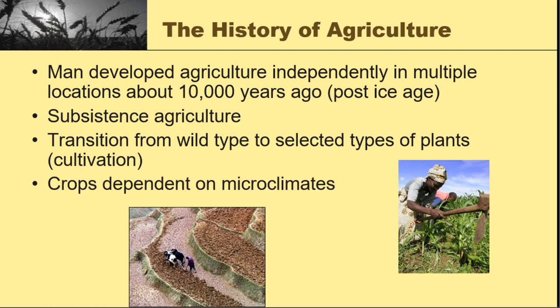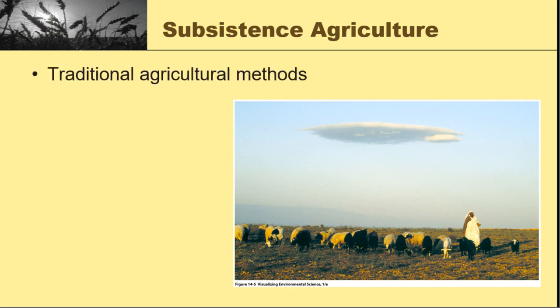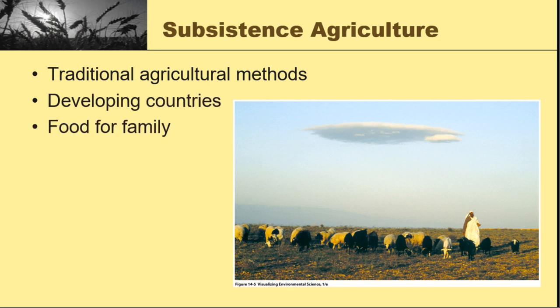Now, one of the things that's always been true historically is that crops are dependent on microclimates. And so you can really only grow what will grow in the area in which you live, right? So subsistence agriculture is the traditional agricultural methods. You still see it today in developing countries, and people are raising food for their families. So based on this idea of microclimates, small farms growing enough food for family and some for trade, right?